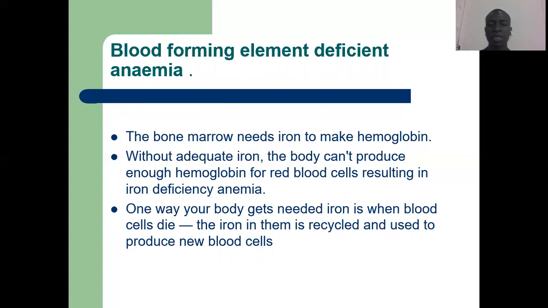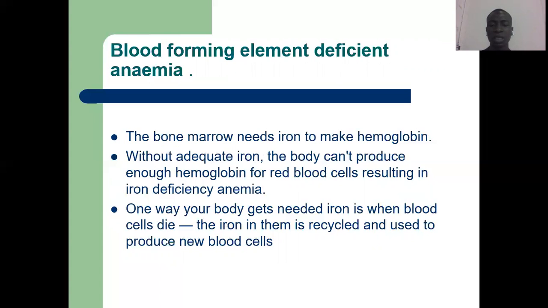The bone marrow needs iron to make hemoglobin, and without adequate iron, the body can't produce enough hemoglobin for red blood cells, resulting in iron deficiency anemia. So the body needs iron to produce red blood cells. Any deficiency in iron will affect the production of red blood cells.